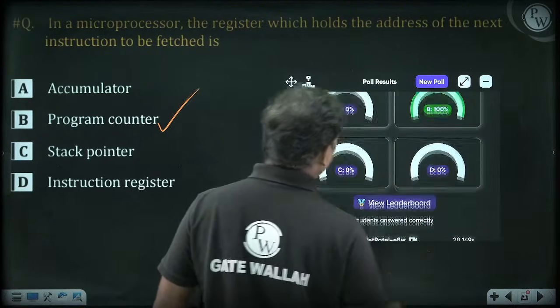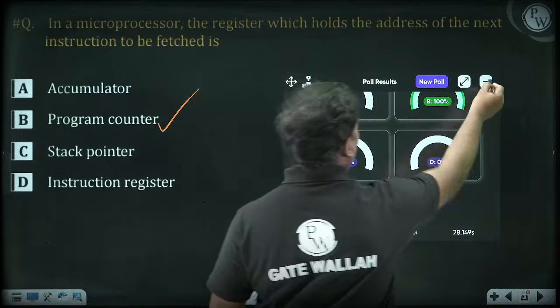I think everybody has given now. Okay. Very good. 28. So let us go.